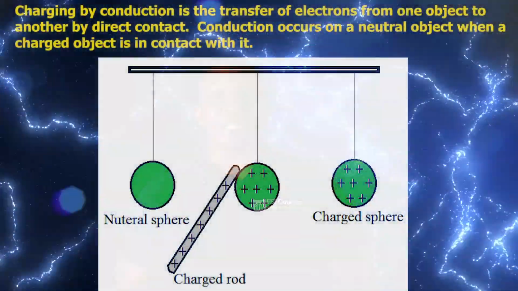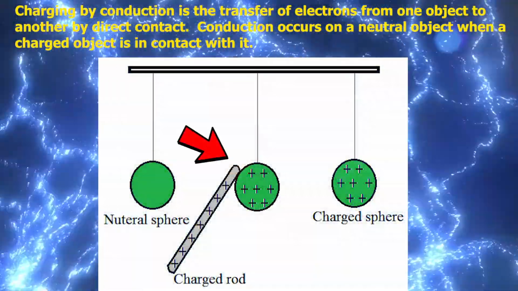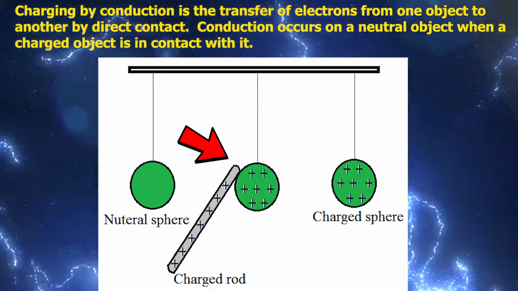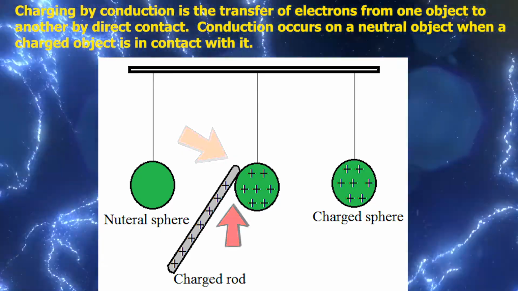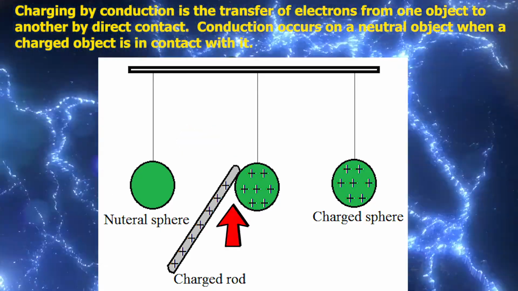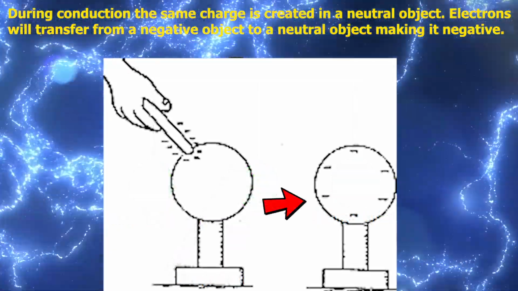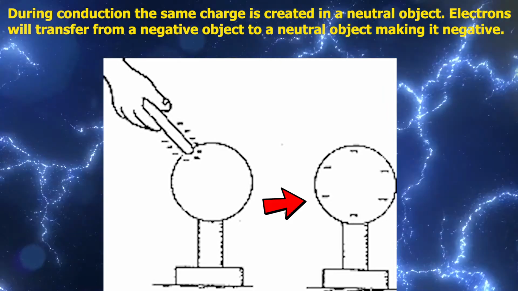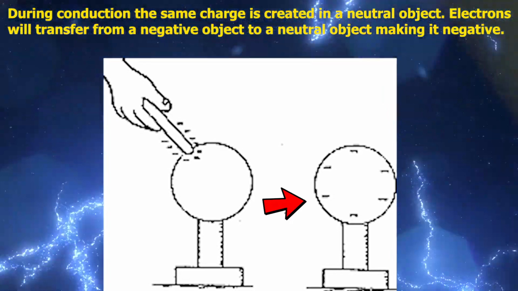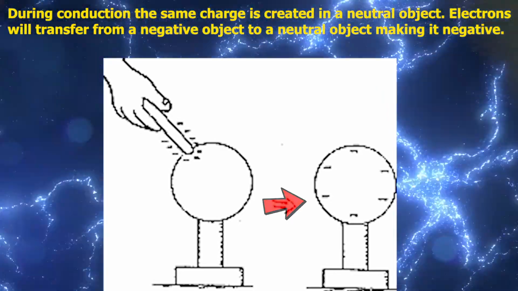So let's start off with conduction first. Charging by conduction is the transfer of electrons from one object to another object by direct contact. Conduction occurs on a neutral object when a charged object is in contact with it. During conduction, the same charge is created in a neutral object. Electrons will transfer from a negative object to a neutral object, making it negative.